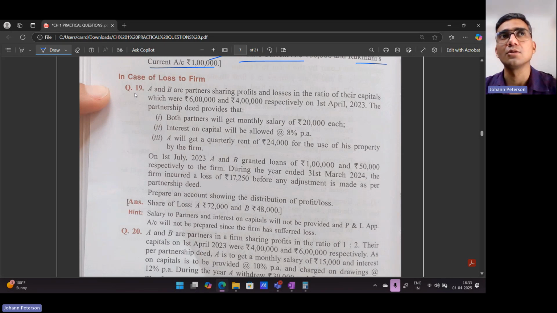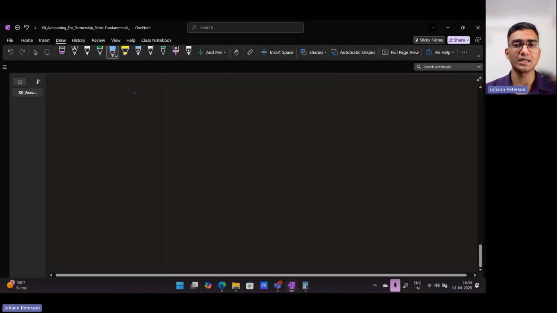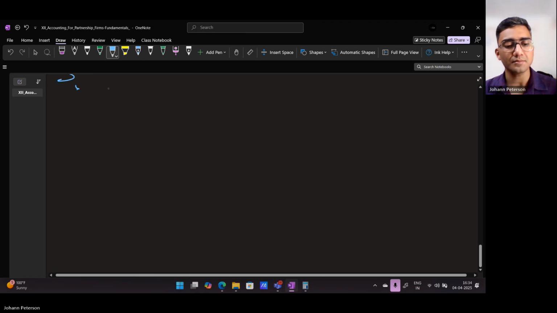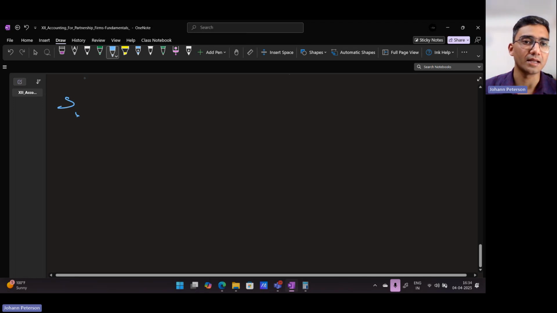Now, whenever there is a loss given to us, this loss has to directly be shown in the P&L account. We know that we don't show any kind of loss coming into the P&L appropriation account. So let's show this in the P&L account. This question is indirectly asking us to make a P&L account.